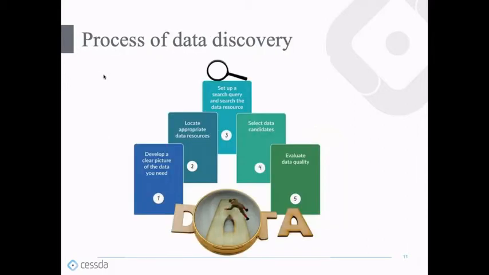The central issue in this webinar will be the process of data discovery. We will guide you through this process and show and describe each of its 5 elements. These elements are: first, have a clear picture of the data you need. Second, find appropriate data resources. Third, set up a search query and search the data archive. Fourth, select the data that conform to your demands. And last, evaluate the quality of data you obtained.